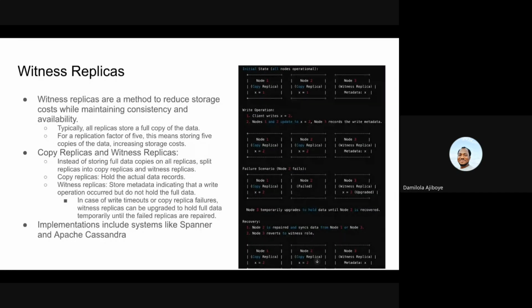But the good thing with this is whenever a copy replica is down, a write replica can be upgraded to act as a copy replica in the meantime, and then store full records. So that way we still have the quorum that we configured. And then whenever the copy replica is back up, it just needs to sync. And then once it's up to date, the write replica goes back to just being a witness replica.